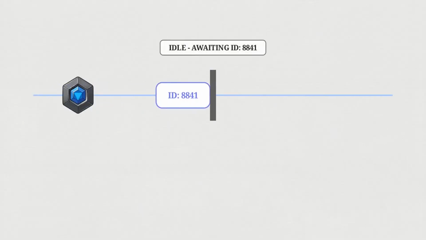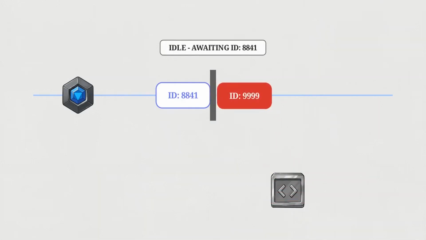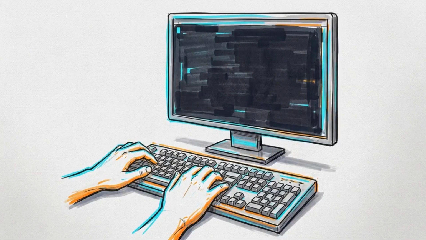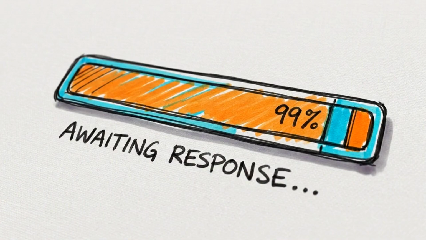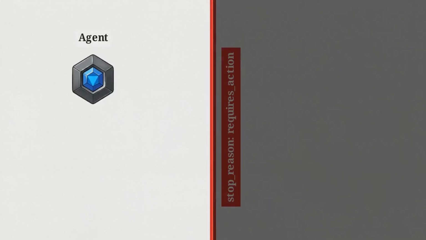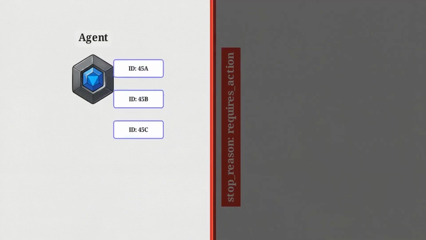The first failure mode is a mismatched ID. If your local code returns an invented or incorrect ID in the payload, the harness rejects it. To the developer, the agent appears to have frozen entirely. It hasn't frozen. It received an answer to a question it never asked, and it continues waiting for the original request to be fulfilled. The second failure mode is partial resolution.